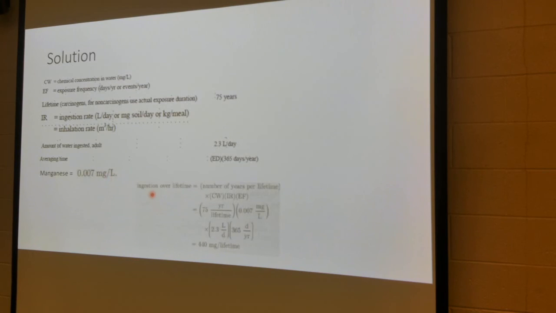To calculate the ingestion over the lifetime, 75 years drinking that water, every day she drinks 0.007 milligrams per liter in a total of 2.3 liters. Multiplying the volume by the concentration, we have the mass of manganese she drinks every day. Multiplying by the number of days, 365 days a year, times 75 years, the total is 440 milligrams per lifetime.